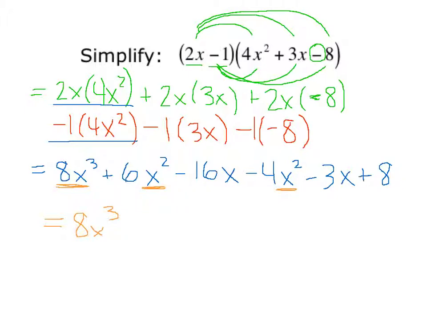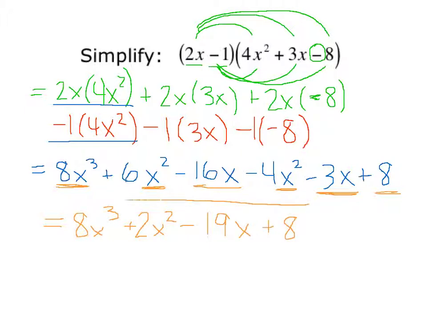So we add the coefficients together. So we have 6 minus 4. So that's going to give us a positive 2x squared. And then moving on to this term, we notice that we have an x term, and then we have a second x term down here. So again, adding the coefficients of -16 minus 3, and that's going to give us a -19x. And lastly, we have this constant of a positive 8. So our final answer should be 8x to the third plus 2x squared minus 19x plus 8.